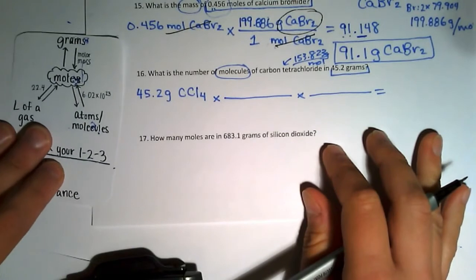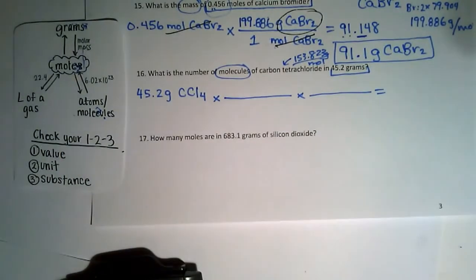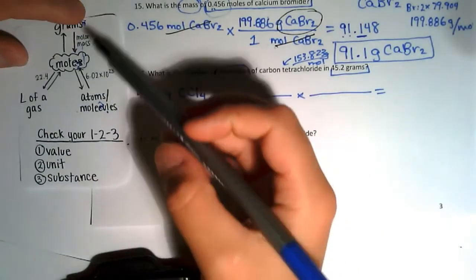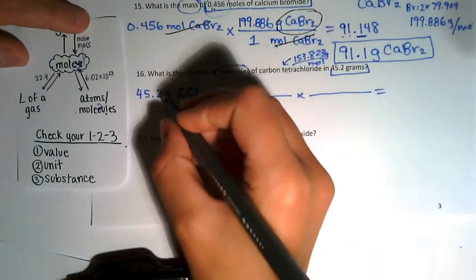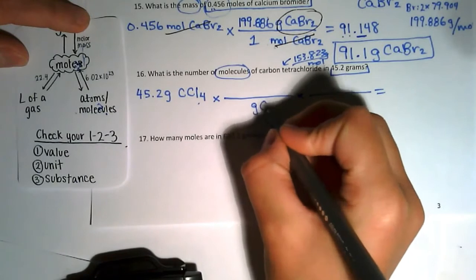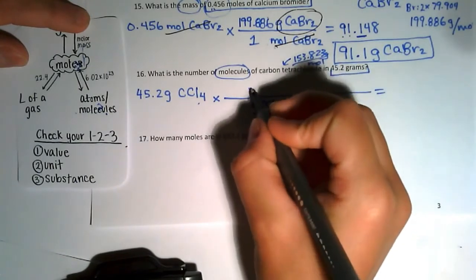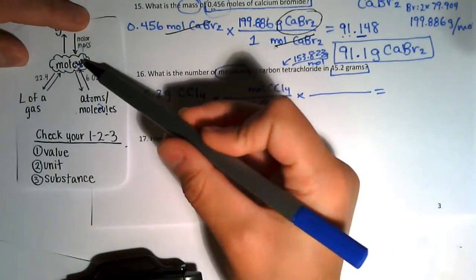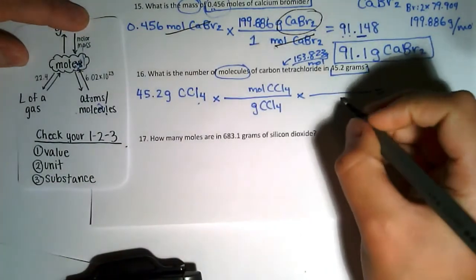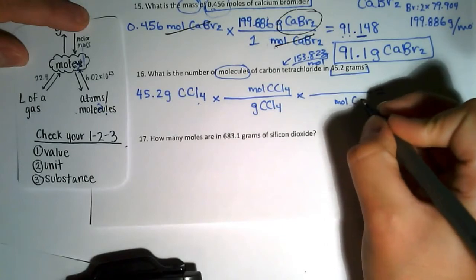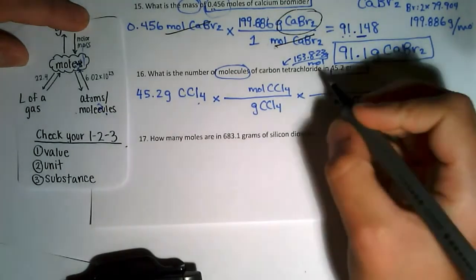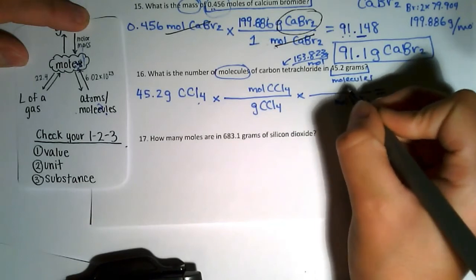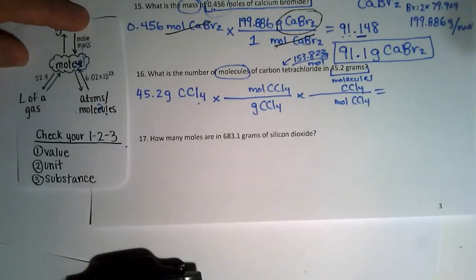Okay, 45.2 grams of CCl4. So now we can set up our dimensional analysis. So we first need to take our grams into moles. So grams of CCl4 we want to cancel. And we want to go to moles of CCl4. And then our next, we want to go from moles to molecules. So moles of CCl4 goes on bottom. And then molecules, there's no abbreviation, molecules of CCl4 goes on top.